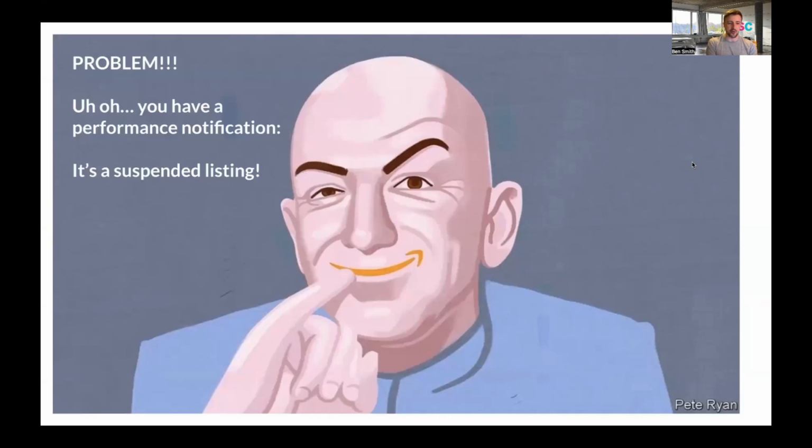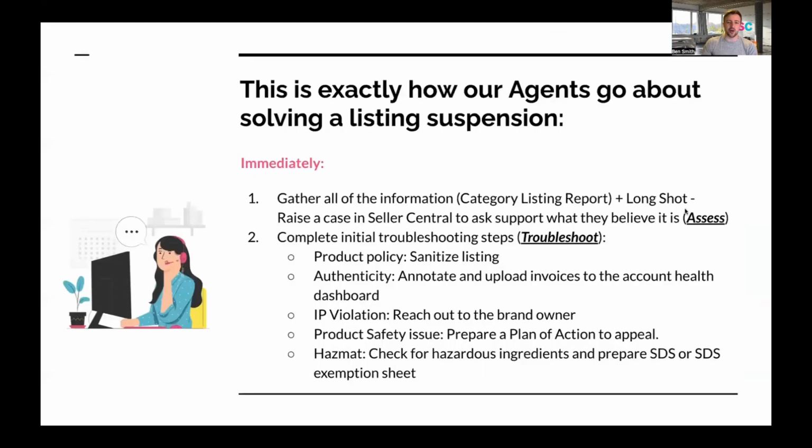So let's look at an example here, right? We have a performance notification. So the problem, of course: who is behind it all? Jeff Bezos, even though he's no longer directly at Amazon, has caused our suspended listing. So how do we actually go about resolving this? This is going to be the exact process that our agents follow, from a high level, to resolve a listing suspension.